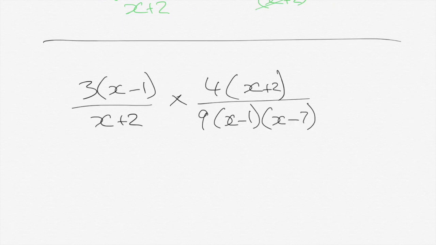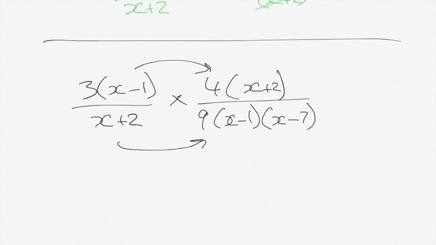It should be obvious that if we use our primary school multiplication method, which is numerator times the numerator, denominator times the denominator, we're going to get into some fairly difficult multiplication. We're going to have a cubic on the bottom and a quadratic on the top. It's going to get quite nasty.